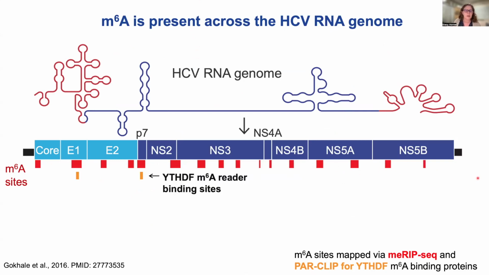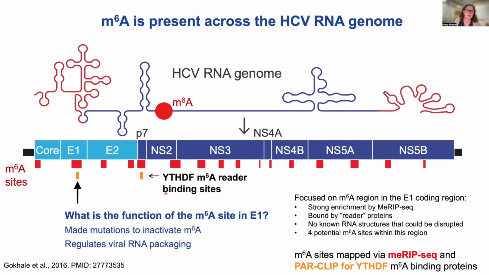And so doing that, in red is a MeRIP profile across the hepatitis C virus RNA genome. But if you overlap that with PAR-CLIP data, and we did this for all 3 reader proteins, but this is for 2 different reader proteins with an M6A site, we have these 2 really high confidence sites. We were able to make mutations in this region and inactivate M6A and figure out that it helped regulate viral RNA packaging. So a combination of M6A mapping approaches here was really essential to identify which one of these sites to mutate.